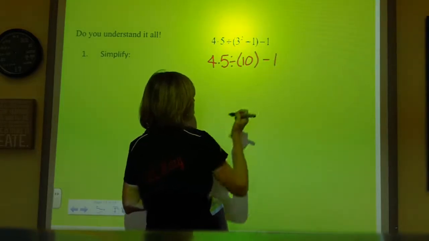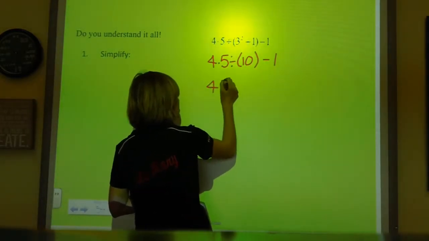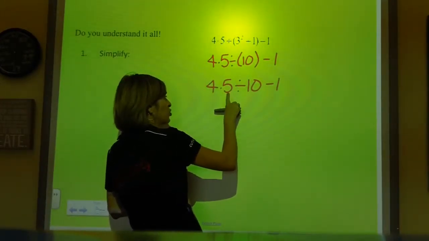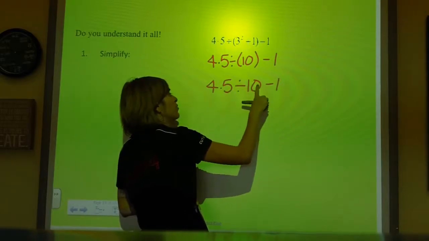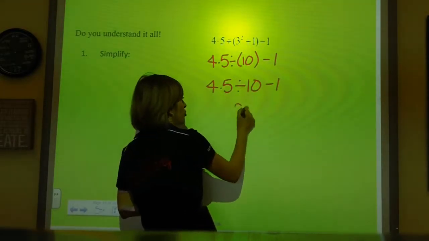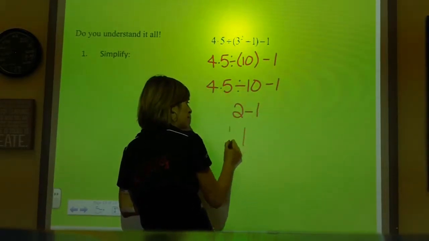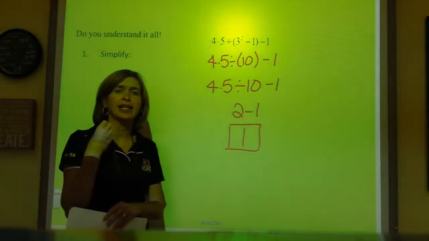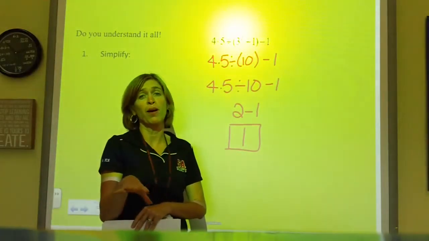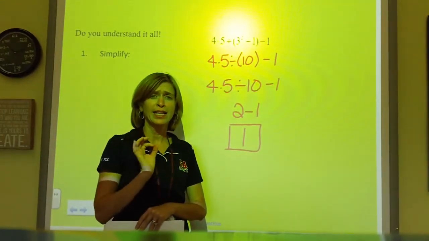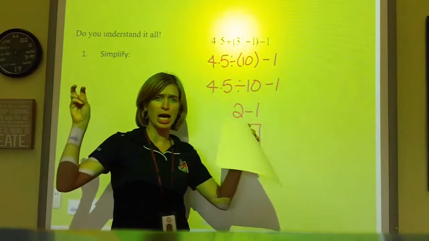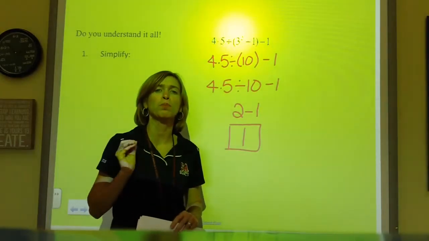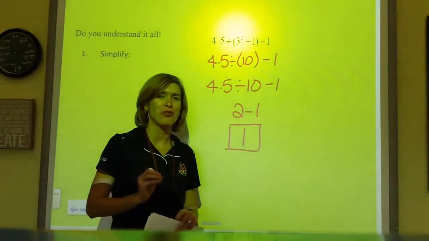So 10 and then minus 1. 4 times 5 divided by 10 minus 1. Well, 4 times 5 is 20. 20 divided by 10 is 2. 2 minus 1 is 1. So hopefully you understand and can appreciate the order of operations and why it's important. It is what I like to refer to as the God of math. When you're evaluating an expression or you're looking at an expression, you have to follow order of operations.